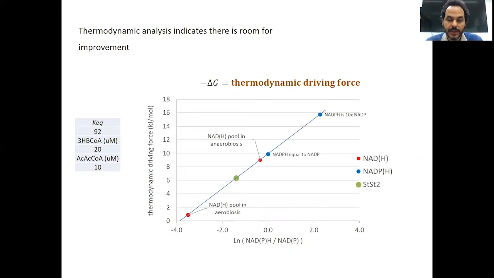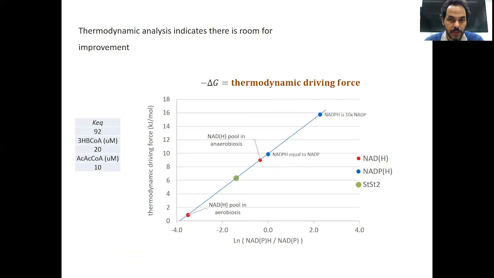In this graphic, what you are seeing is the thermodynamic driving force, defined as minus the free energy that we will have in the reaction catalyzed by the acetoacetyl-CoA reductase in different situations, depending on the use of NADH or NADPH, pH, and the redox states of these cofactors. The green dot represents the NADH over NAD ratio that we think we obtained in steady state two, according to the kinetic analysis we did.